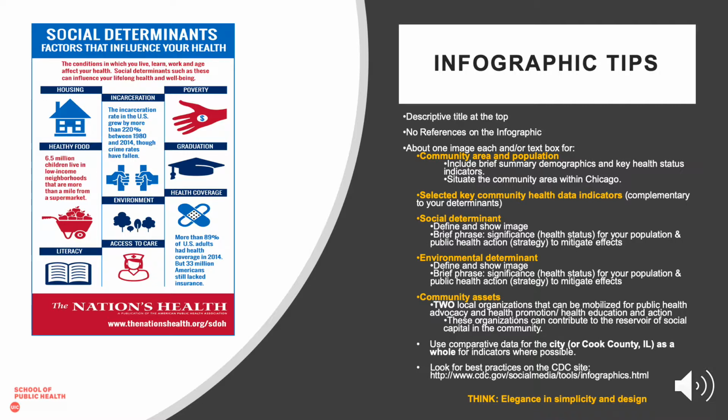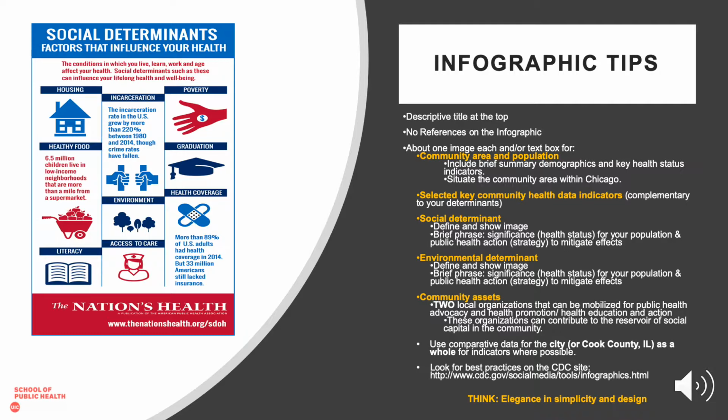Create text boxes or images, or both, for each the selected social determinant and environmental determinant. Define, include a brief phrase as to its significance for your population, and include a public health action to mitigate its effects.